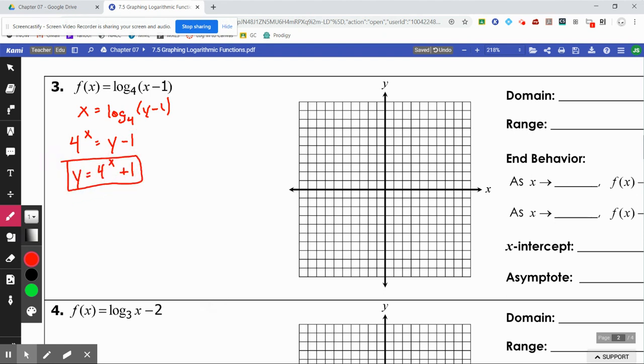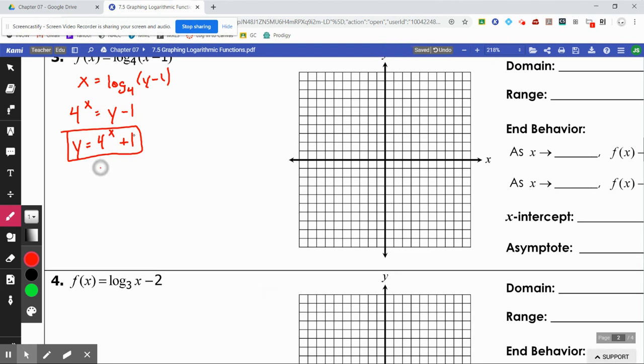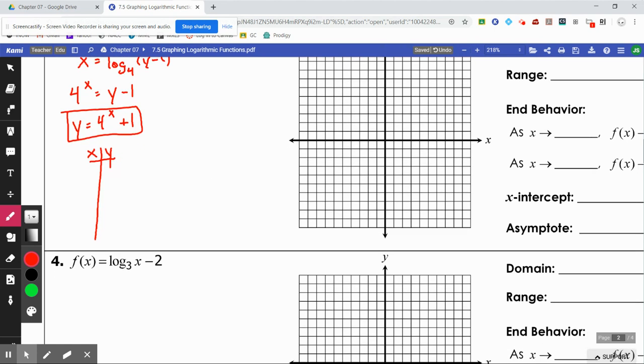So I'm going to graph this using a t-table. I'm going to simply flip-flop my x's and y's, and that's going to tell me my values for my graph that I'm trying to graph. So I'm going to plug in the same values, -2, -1, 0, 1, and 2. When I plug in -2, 4 to the -2, that's 1/16. So when you add 1 to it, I found a common denominator, that's 17/16.